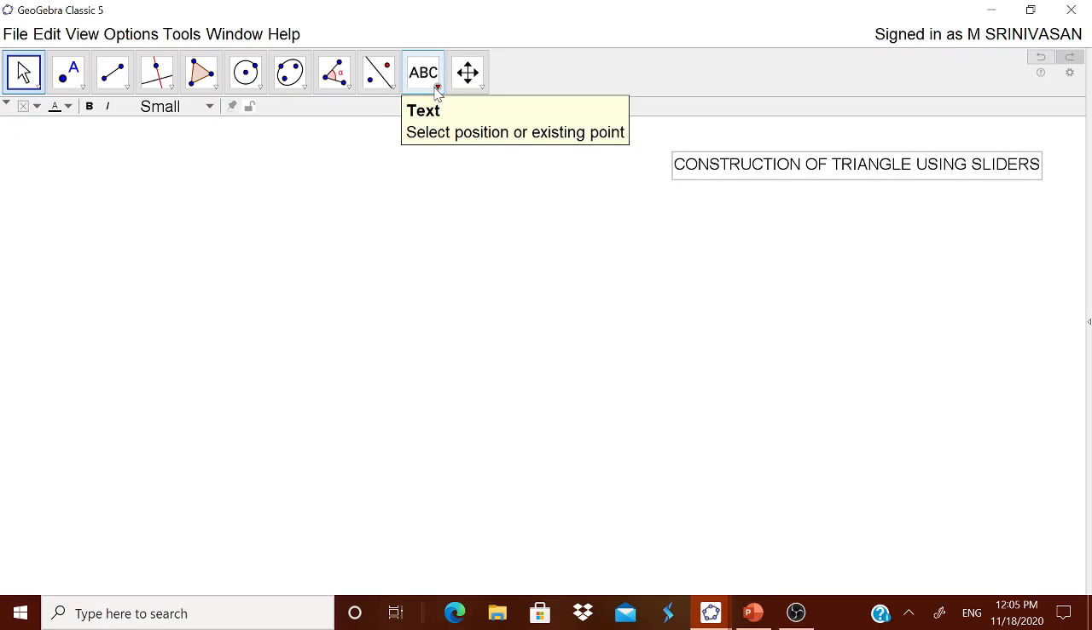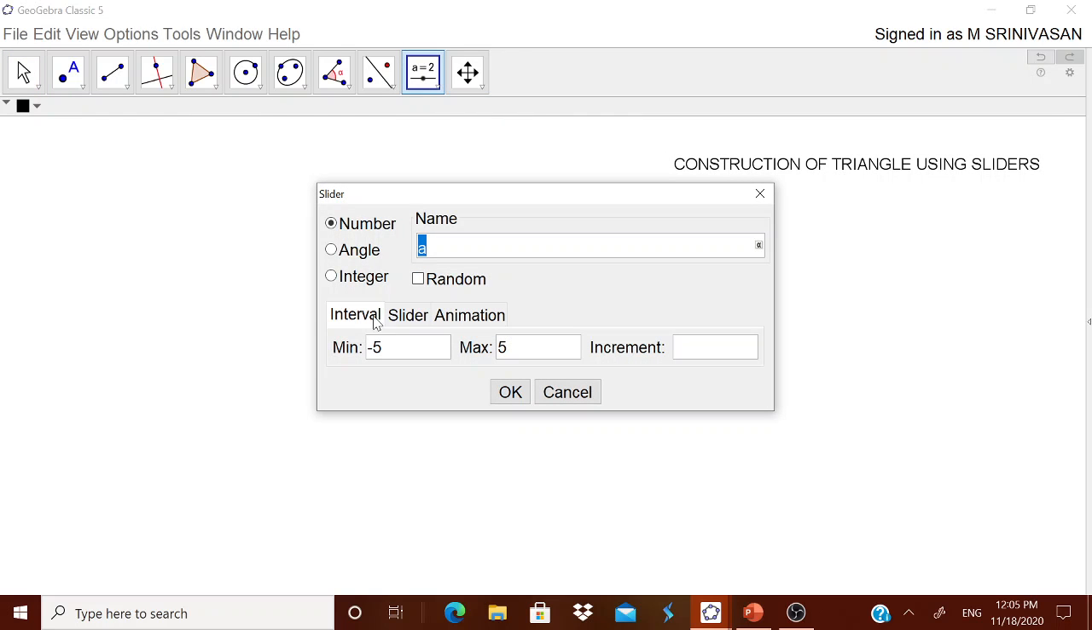Now I want one slider. The slider, I want it to be an angle. Automatically it takes alpha. Now I don't want it to be zero minimum, I want the minimum as one. And I don't want it to be 360 degrees, but I will have it as 180 degrees.